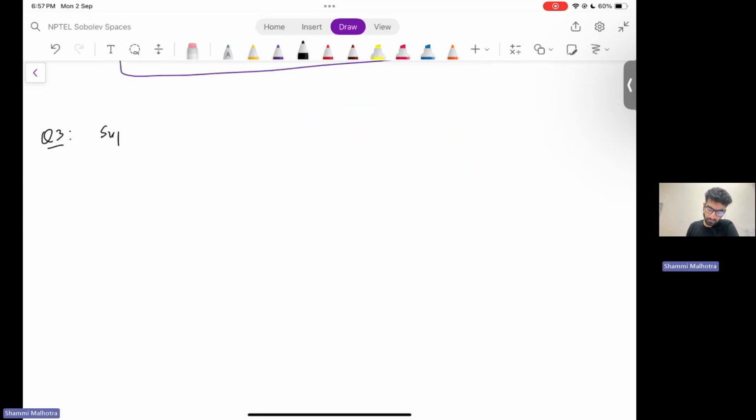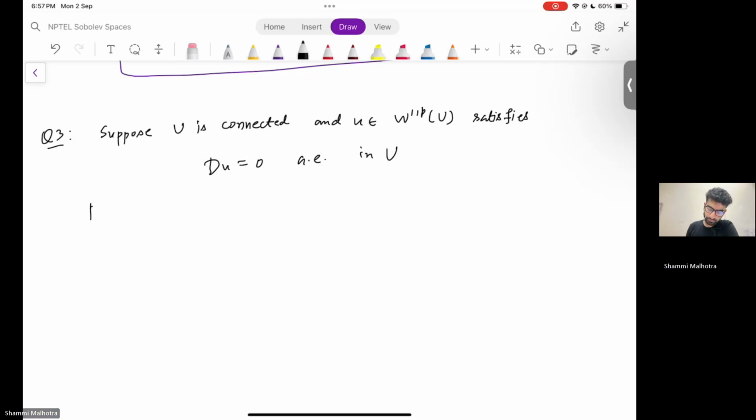So suppose U is connected and u belongs to W1,p and satisfies Du equal to 0 almost everywhere in U. Prove u is constant almost everywhere in U.